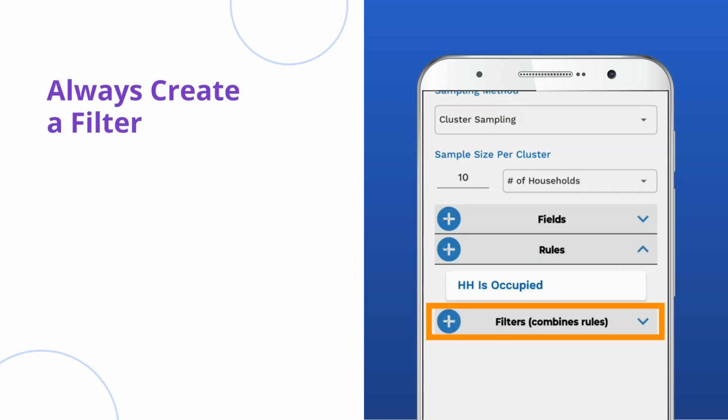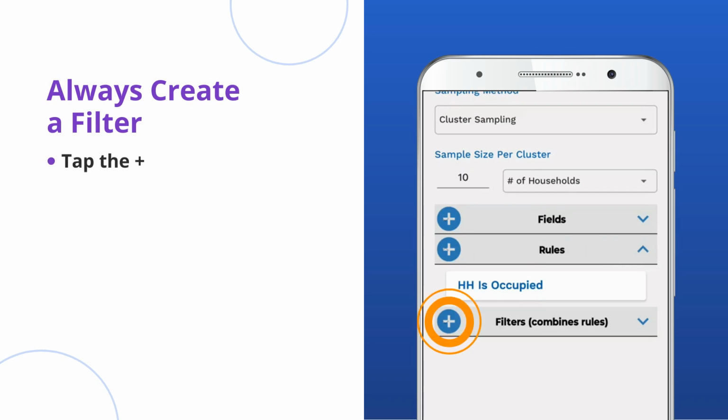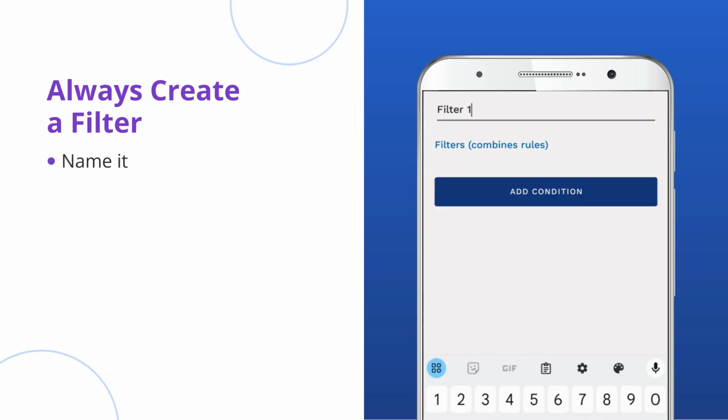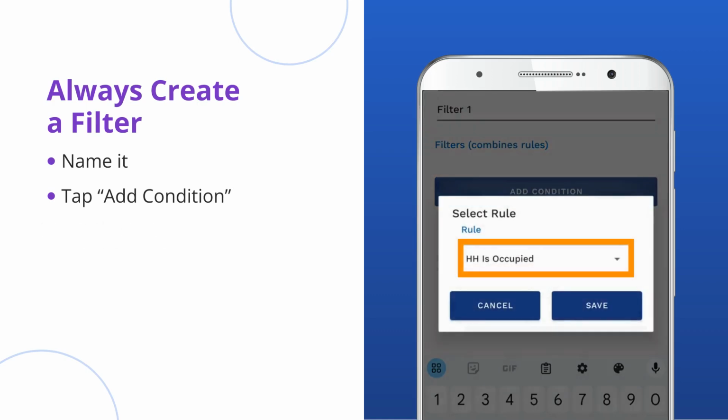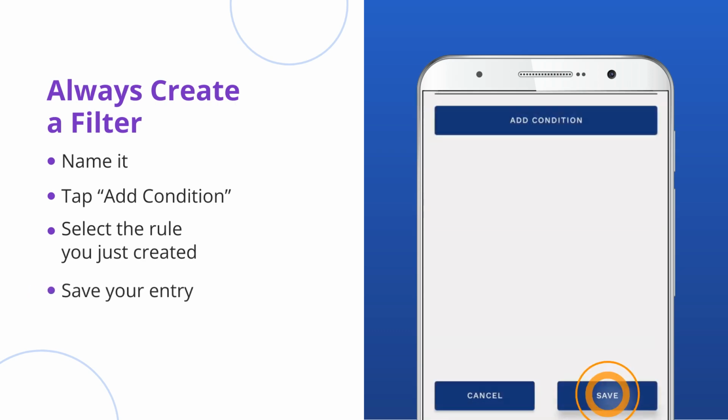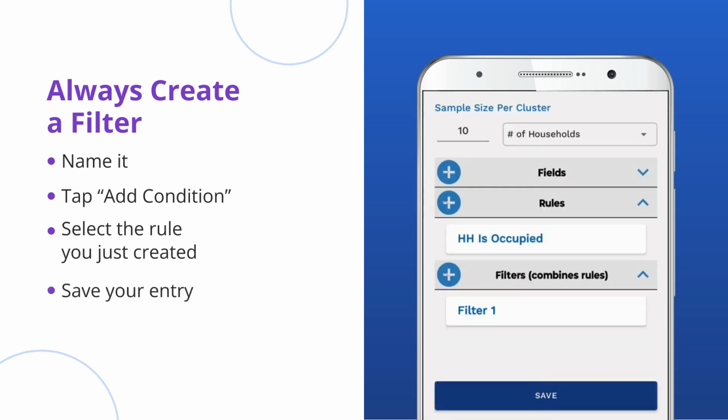Finally, you want to apply any rules to the dataset that will be collected. To do this, you create a filter. To create a filter, name it. Then tap Add Condition. Select the rule you just created and save it. You'll see the eligibility rule appear. Save your entry, and you're done. If you had 2 rules, a filter allows you to combine the rules together.